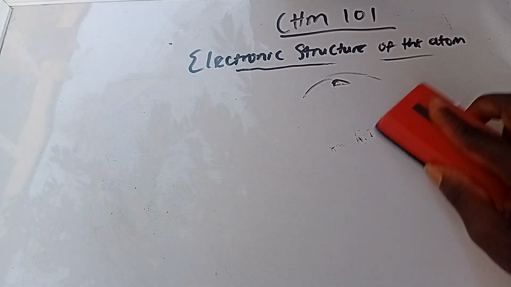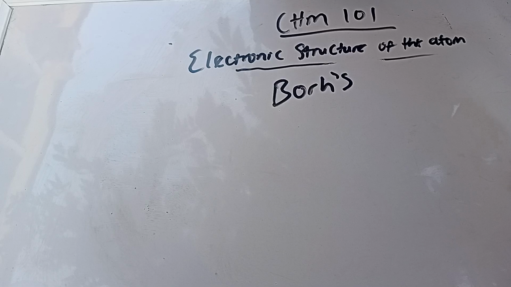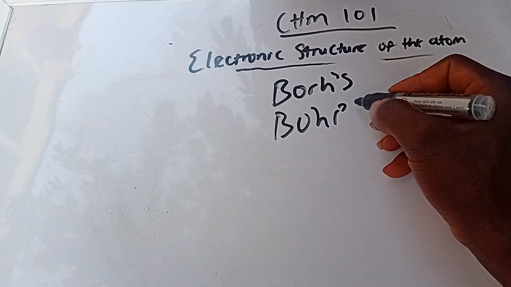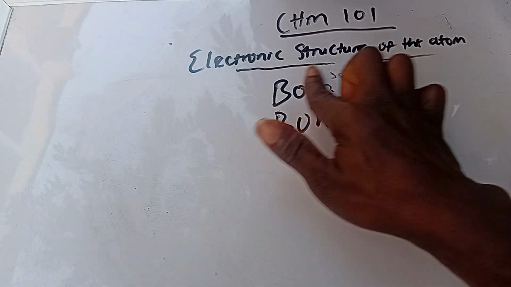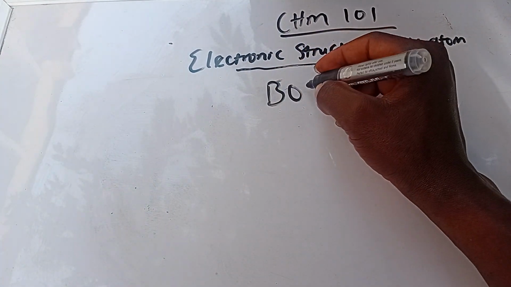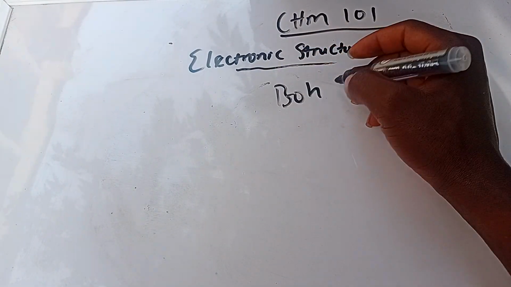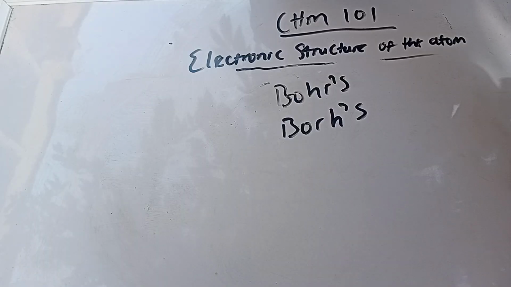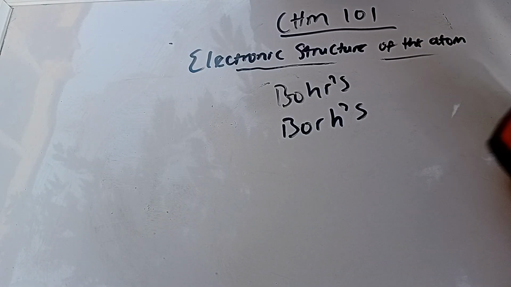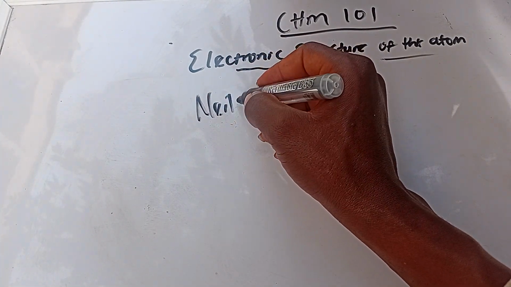So now, Bohr's model came in. Should this spelling be correct? B-O-H-R-S, or B-O-R-H-S. Okay, I think the first one is correct. The spelling: Niels Bohr. The full name is Niels Bohr.